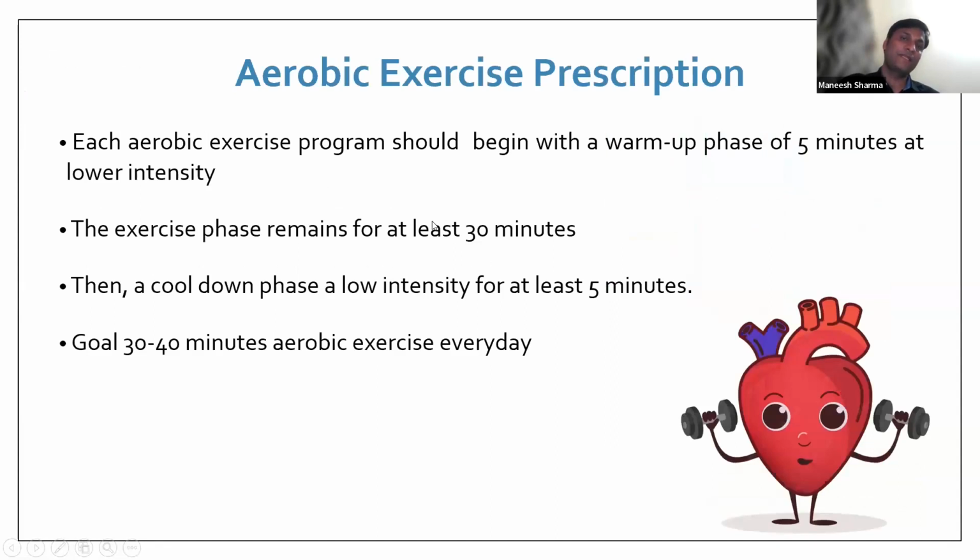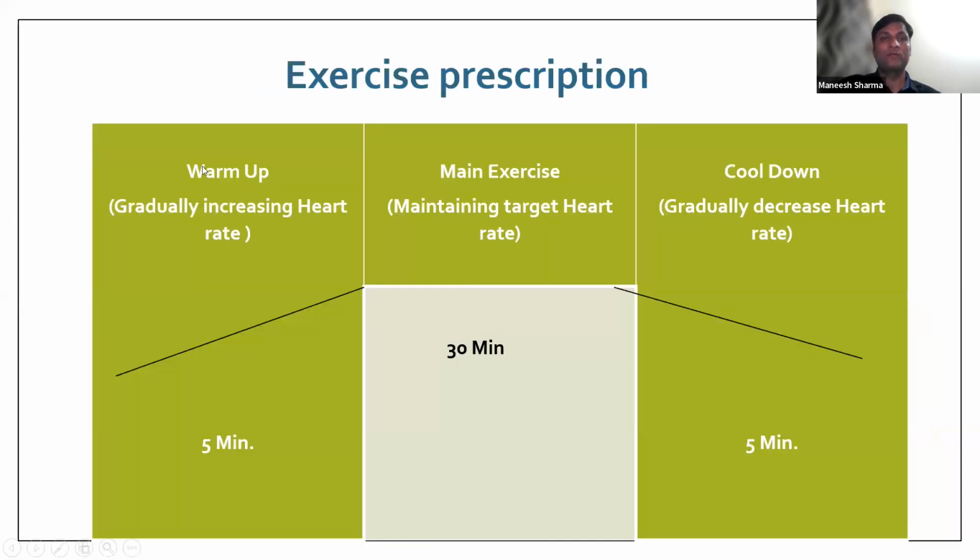The aerobic exercise prescription in phase 2 of cardiac rehabilitation: the crux of this phase is that the patient has to start their activities with a warm-up phase. Then they need to perform the activity for 30 minutes, and then cool down for 5 minutes. So it's a duration of 30 to 40 minutes. They need to perform their aerobic exercise, excluding the warm-up and the cool down period of 5 minutes.